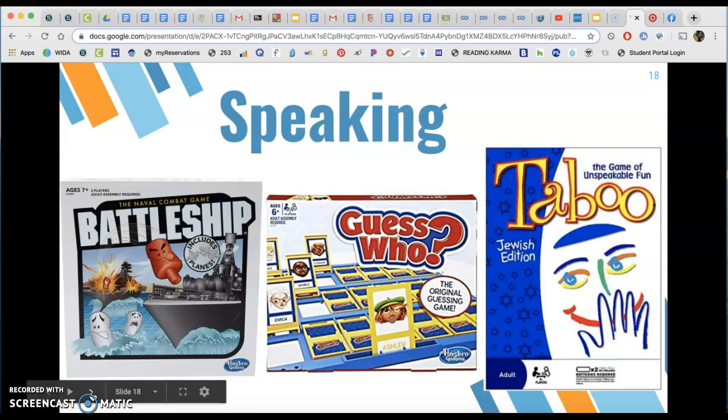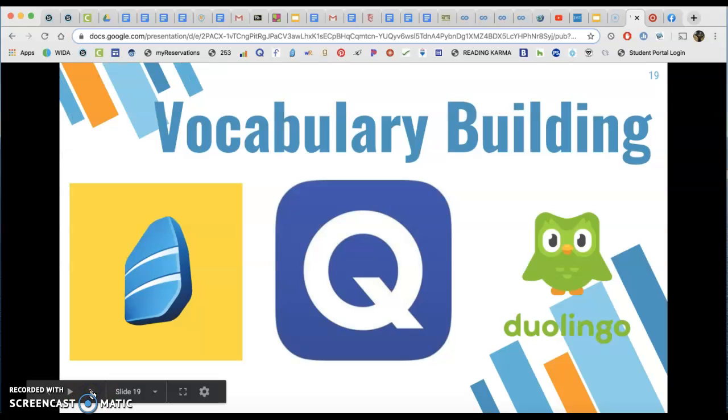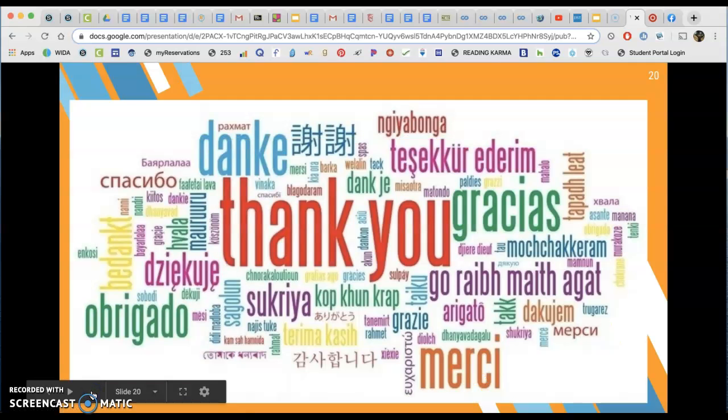Some games you can use for speaking are Battleship, and this could work even if you're starting a new language, or for more advanced speakers, Taboo is a great game. Please build your vocabulary. Most of you have subscriptions to Rosetta Stone, but you can also use Quizlet and Duolingo to practice building your vocabulary, which will help you with all of the language domains.